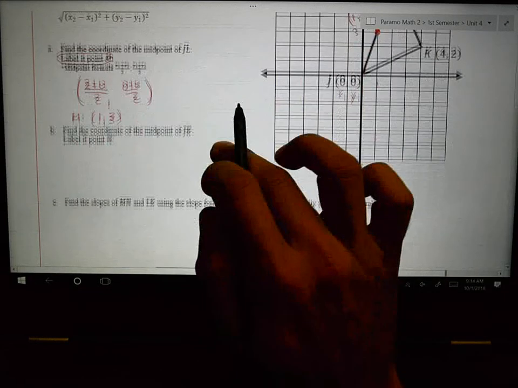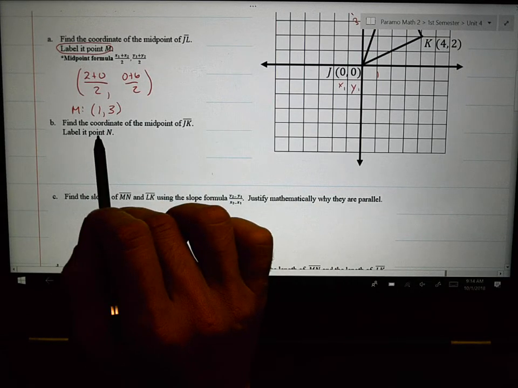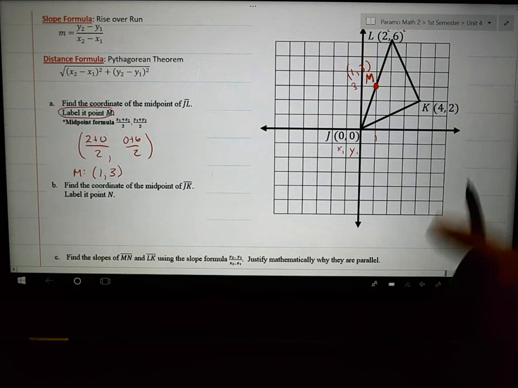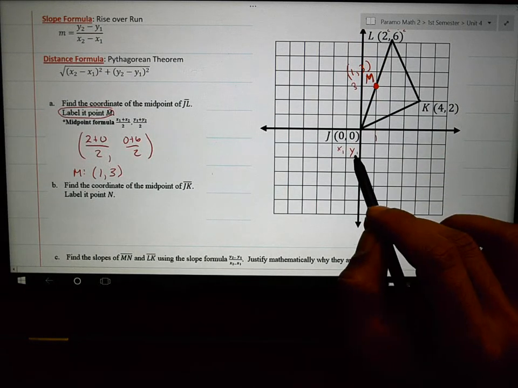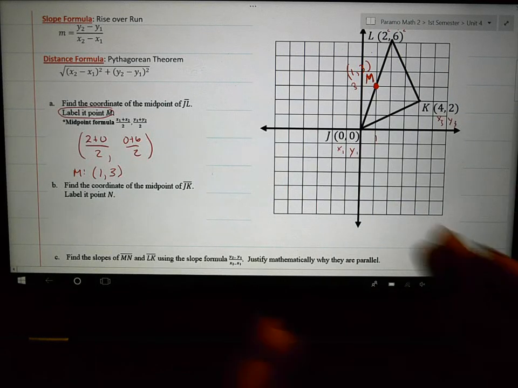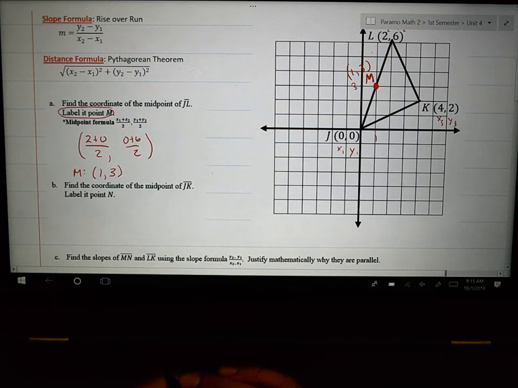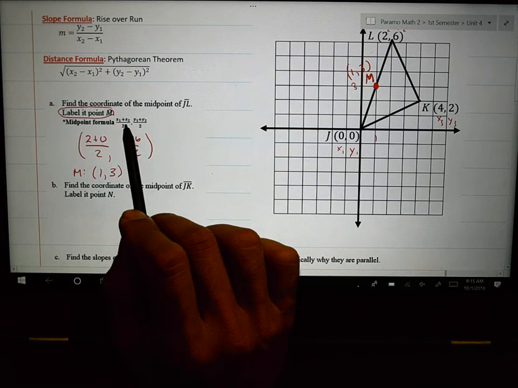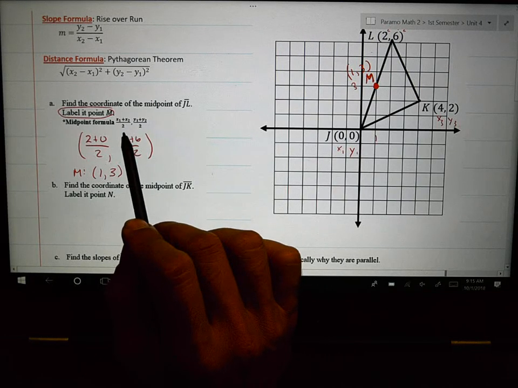Let's do part B. Find the coordinate of the midpoint of JK. Label it point N. So JK is now a different side. We're talking about this side. We already have x1 and y1. I'm going to label this as x3, y3 because it's my third x and my third y. And guess what? The formula still works for it. Don't be confused by this x2, y2. It just means your separate x and your separate y.